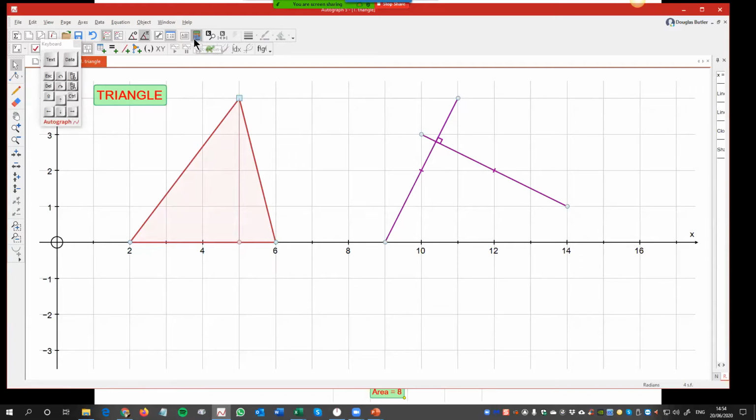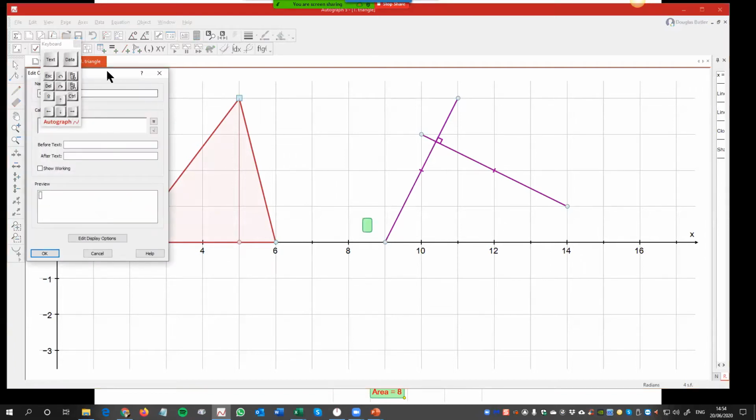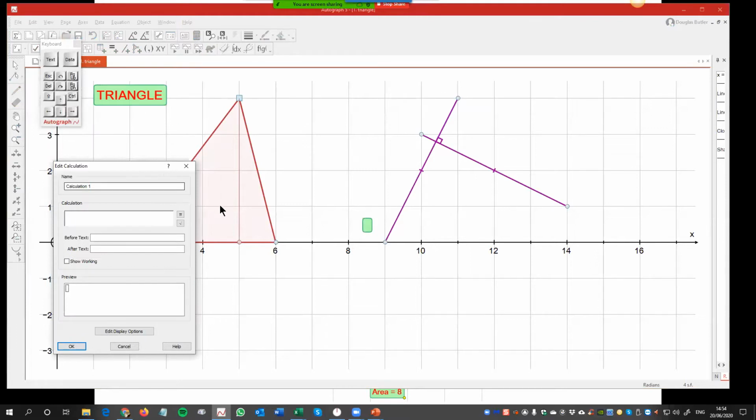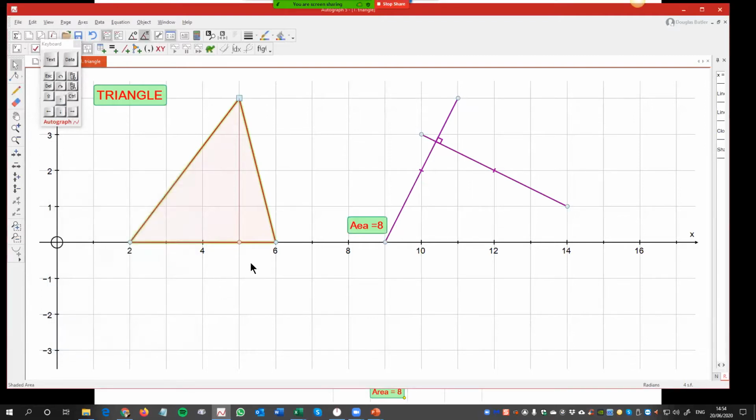Calculator is really, really useful, because every object now in autograph has a set of attributes. In this case, the attributes are the perimeter and the area of this shape. If we go area, you can put some text before, area equals, and then it shows here. I can't spell, but it doesn't matter. So that feature is really useful. Obviously, you can put the midpoints on and show that they're parallel as well.